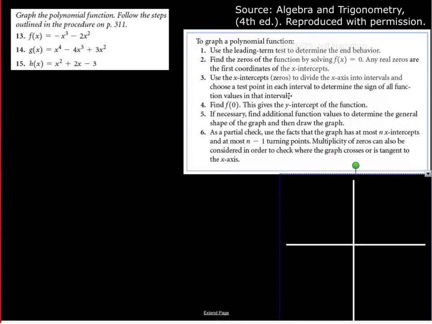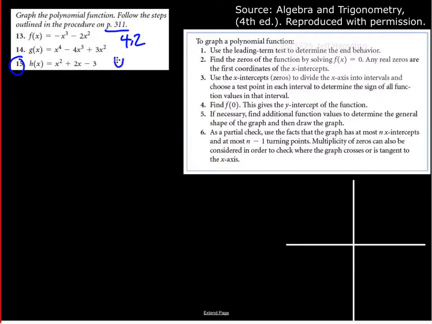Okay, here's a question from section 4.2 in the textbook where you are asked to graph a polynomial function. Let's maybe start with question number 15 and see if we can graph that. They say in here to use the instructions on page 311, and here I've just written them down. So if I want to graph that, the first thing I would do is look to see what kind of thing it is. Looks like it's a quadratic.